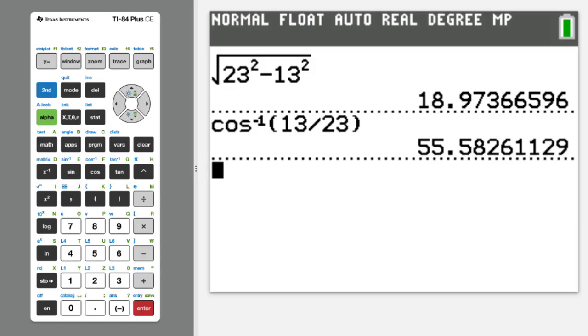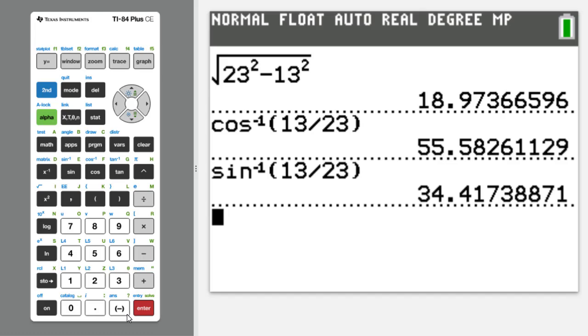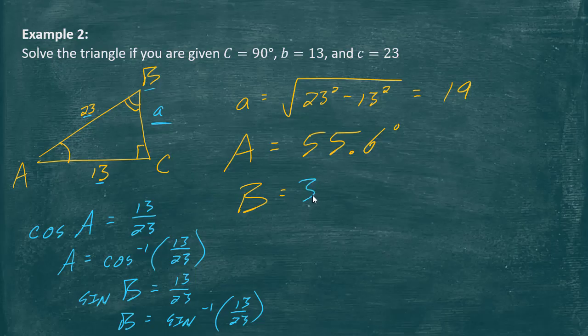And now let's go ahead and bounce over to that calculator. Second of sine gets that up on my screen. 13 divided by 23. I don't know why I just wrote 22. It should be 23. There we go. And press enter and it gives me 34.4 as my value. So, staying color coordinated here, 34.4 degrees.